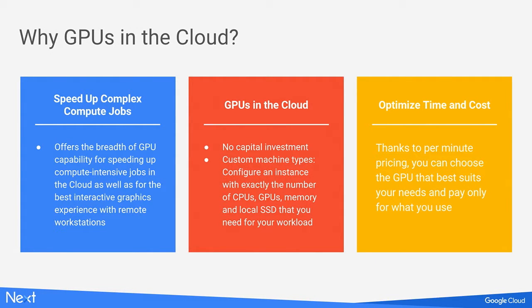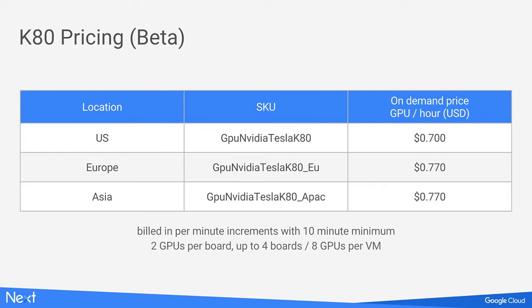And since we charge only per minute with a 10-minute minimum, you can choose a GPU that best fits your wallet and also pay only for what you use. You don't have to worry so much about whether you're using it for a full hour or a fraction of an hour. And you don't have to make a capital investment, which is a huge advantage. Pricing is available online, but I thought I'd mention it here: it's 70 cents per GPU per hour for the K80s in the US, and Europe and Asia are each 77 cents per hour per GPU.